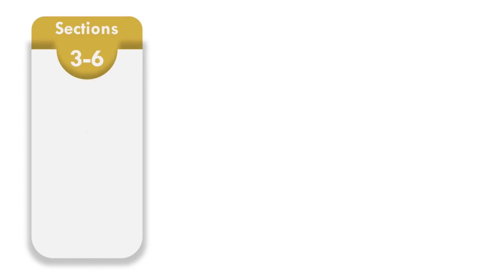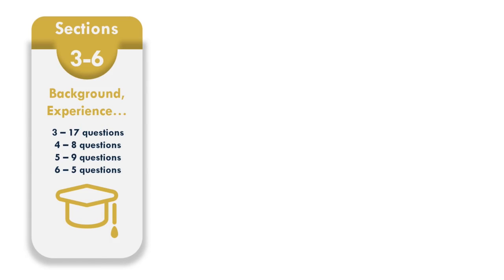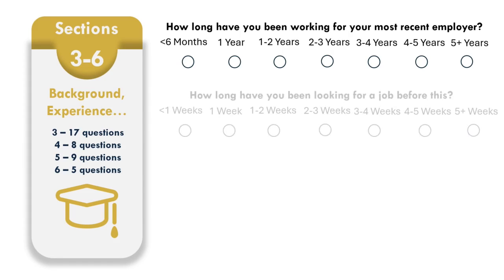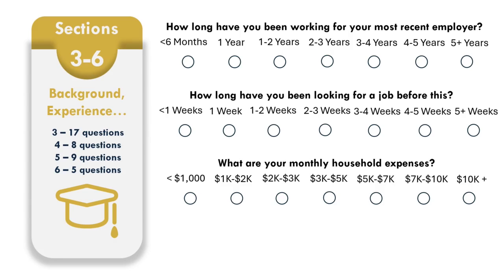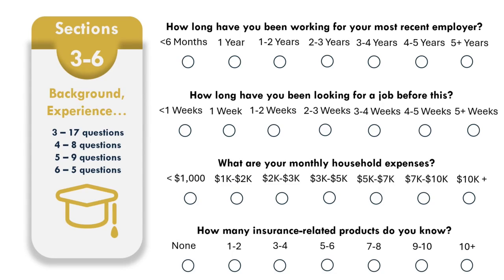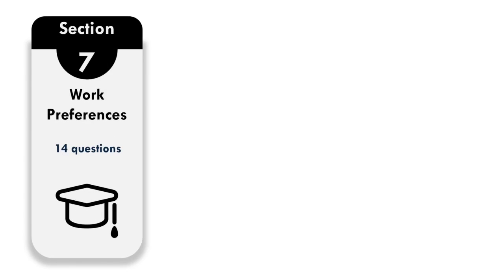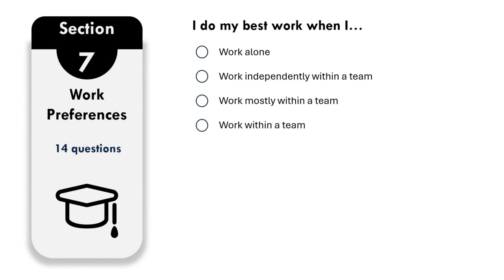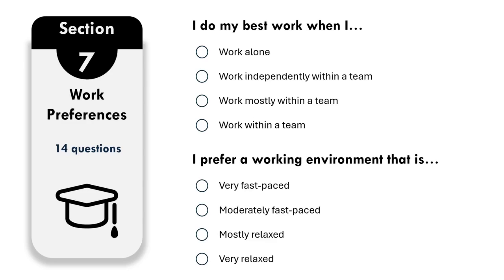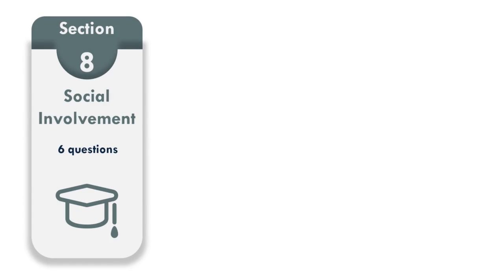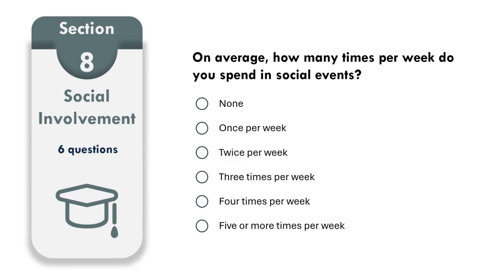The next 4 sections, 3, 4, 5, and 6, are pretty straightforward and will ask you questions about your employment and education, recruitment experience, financial situation, and familiarity with the insurance industry. Section 7 will cover your work preferences and goals, and will try to understand if what you find important and interesting in your job aligns with a typical State Farm agent. Things like independent work, high drive, willingness to take risks, etc. The 8th and last section deals with your social involvement with others and will try to evaluate your levels of interest and capability to socially interact.